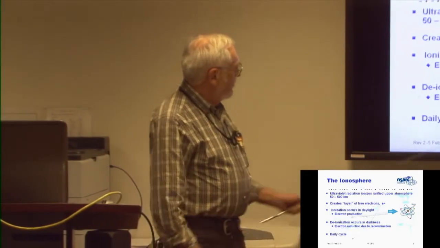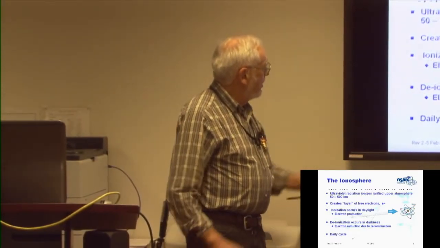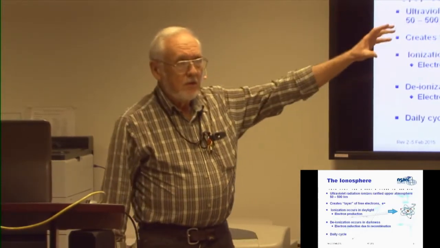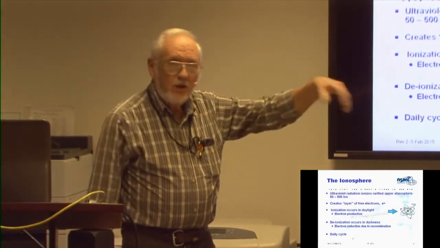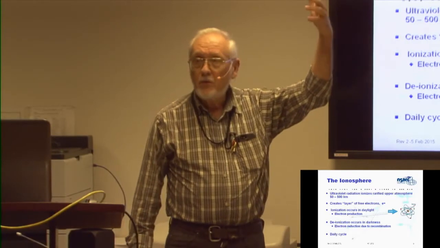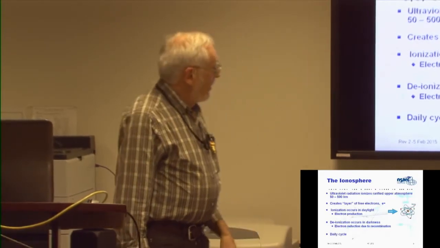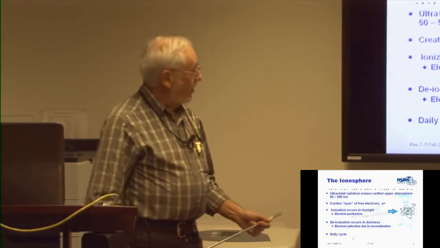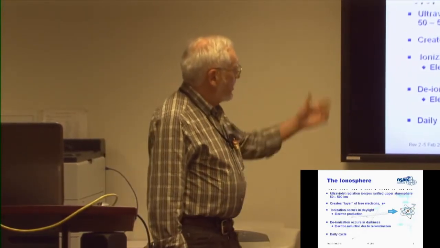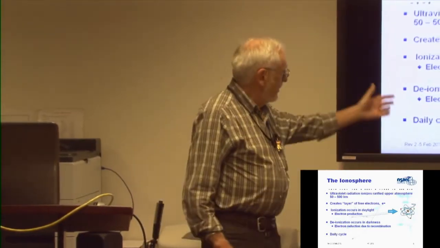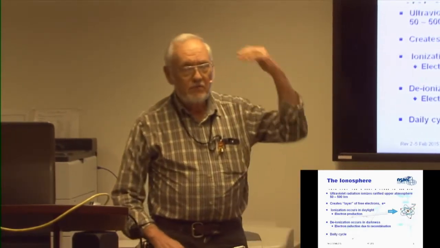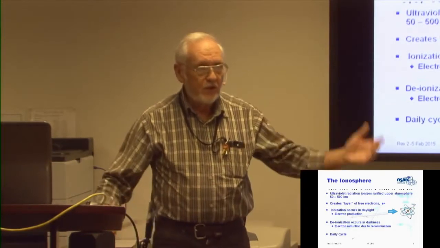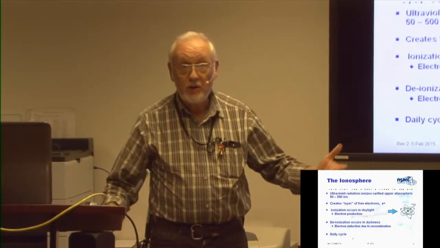And so during the daytime, you're going to get a layer of free electrons in the rarefied atmosphere, anywhere from about 50 to 400 kilometers up. And that layer of free electrons is what we call the ionosphere. So this happens in the daytime. You get electron production, meaning that the radiation is producing ions all over the place, free electrons. The ionosphere gets charged up.